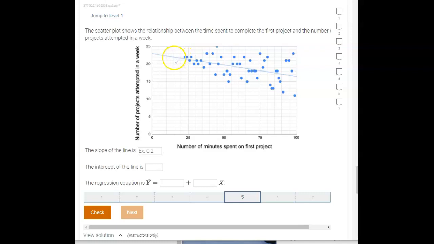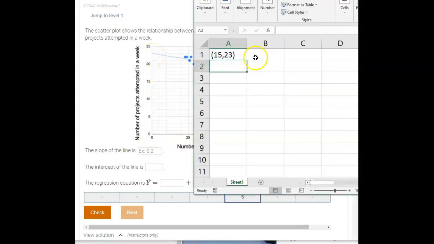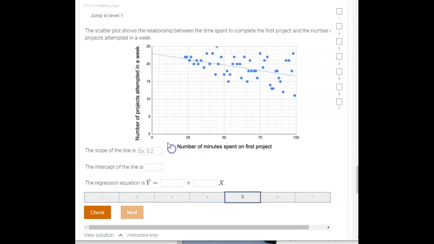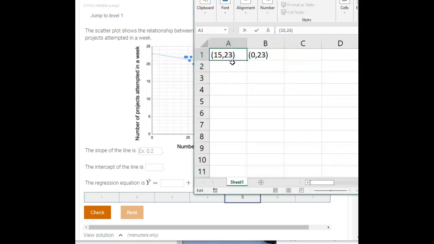And to find the slope of the line, we just need 2 coordinates of points on that line. So I could also use the y-intercept here of 0, 23. So did I do that wrong there? Let's go look at 15 again. 0, 23. 15, counting 5, 10, 15, is at 22. So 15, 22, and 0, 23 are 2 points I can use.